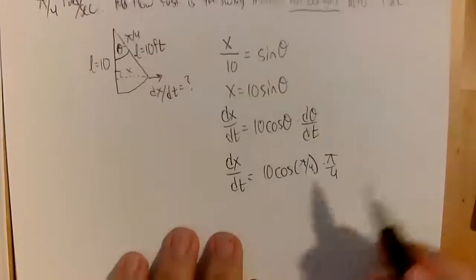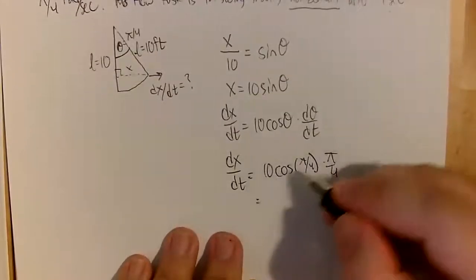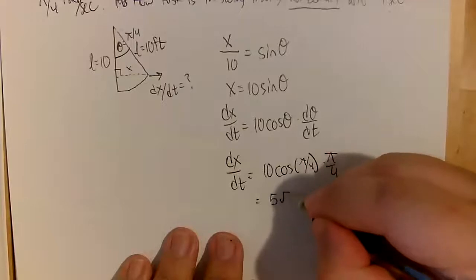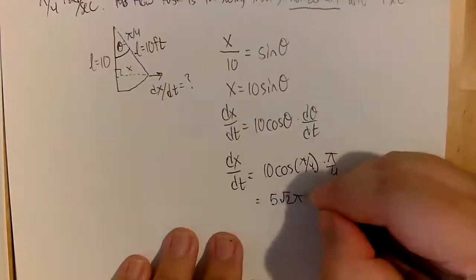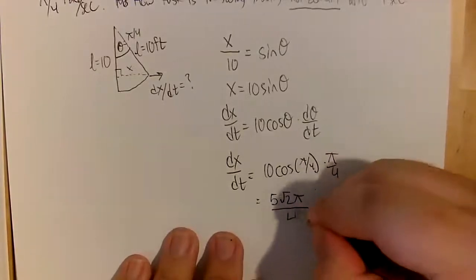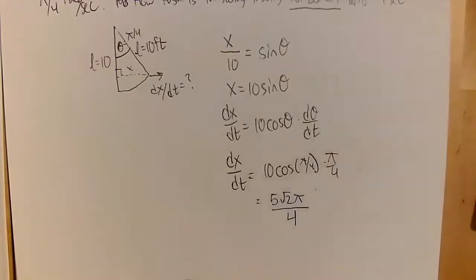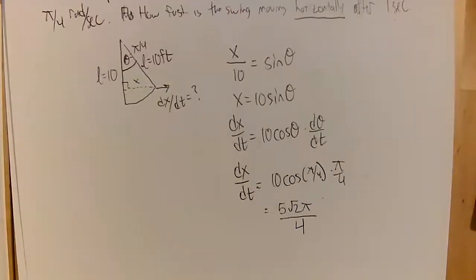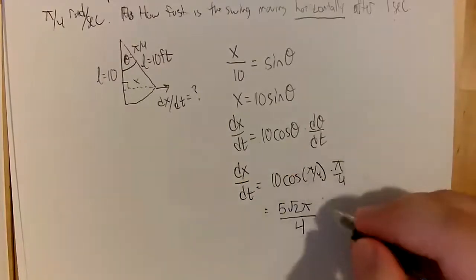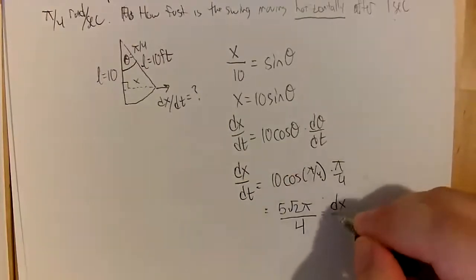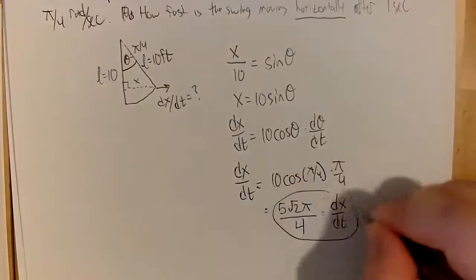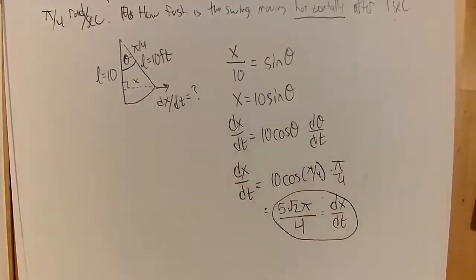Let's see, cosine of pi over 4 is root 2 over 2. So this will give us 5 root 2 times pi, and then we divide by 4. All right, so there we go. So there is our dx/dt. So this is how fast the swing is moving horizontally after it's been rotating or swinging for 1 second. This is how fast we're moving out horizontally.